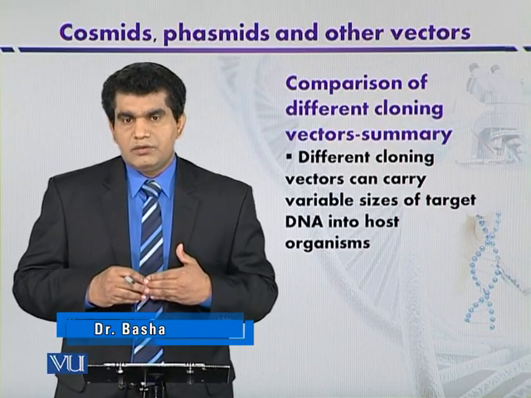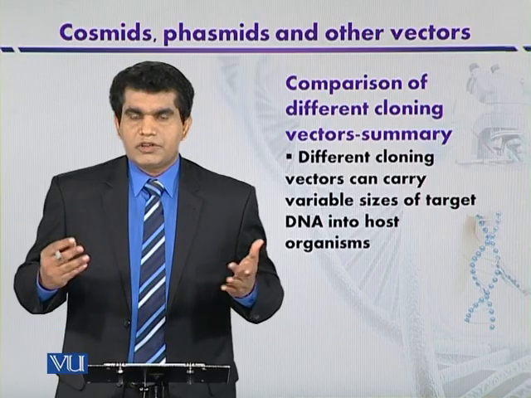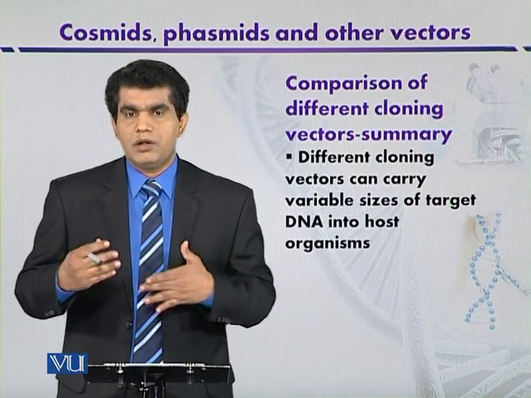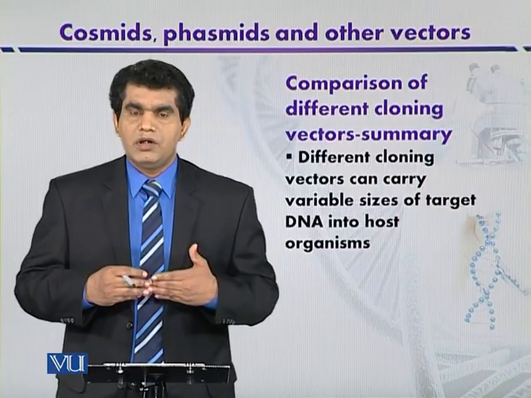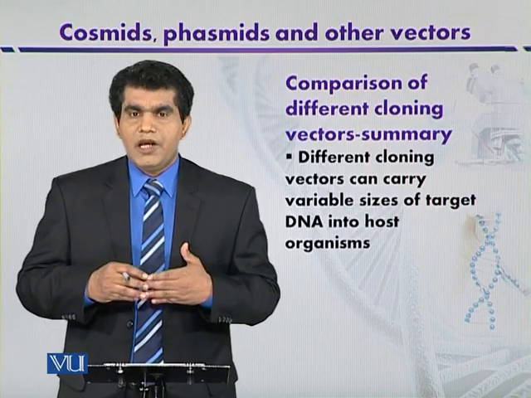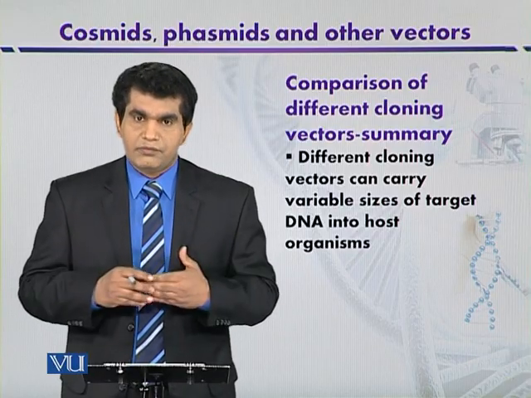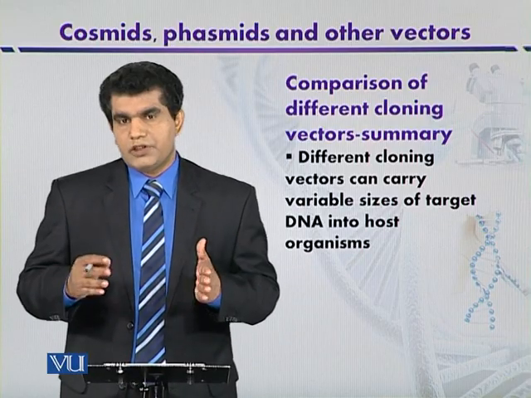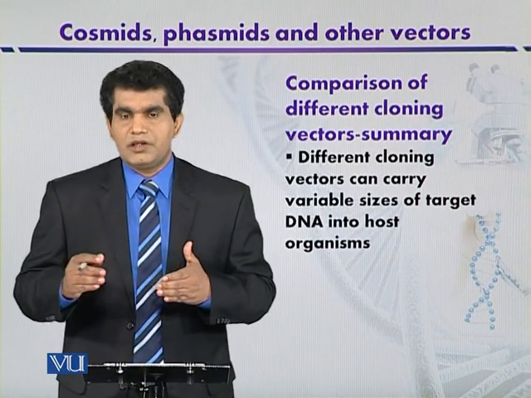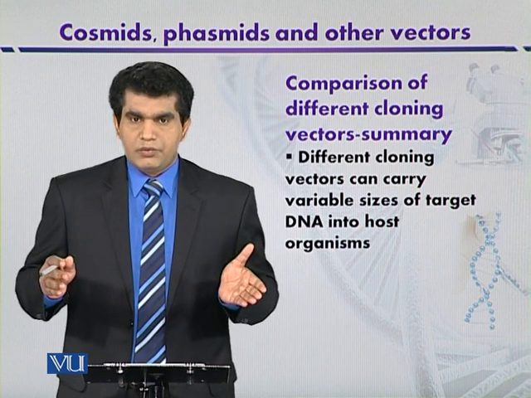After that, we also focused on cosmid vectors that can clone up to 45 to 52 kilobase DNA fragments. And if we want to clone larger DNA fragments, of course, then bacterial artificial chromosome and yeast artificial chromosome are important.